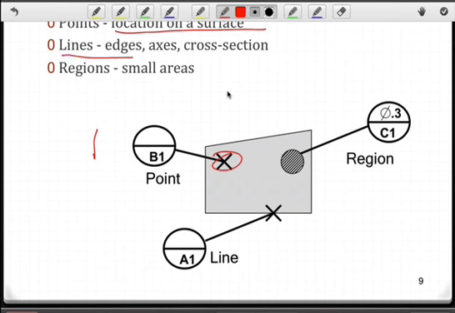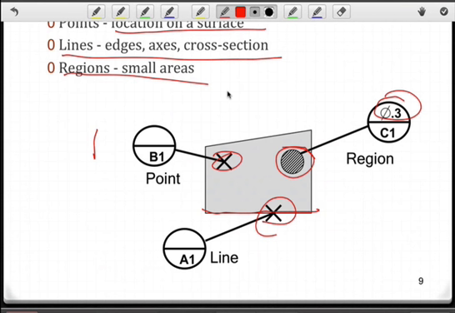And then edges, cross sections, axes, we could specify as a line. So here you can see we have an edge corresponding to the edge of that surface that we want to use as a datum. Or we could use a small region, and the size of that region is described, as we said before, in the top. Here we see it's circular with a diameter of 0.3.